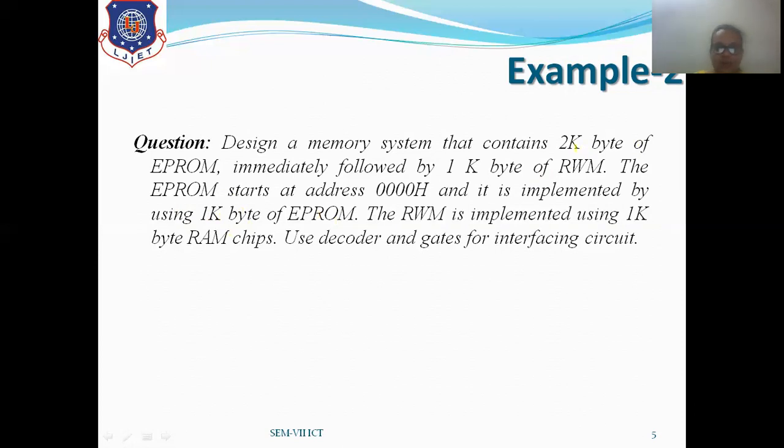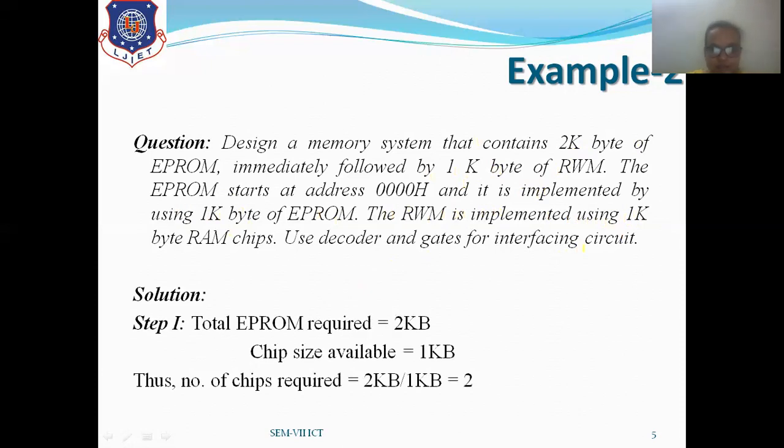So how many chips will be required? The number of chips we will require will be 2. The read-write memory is implemented using 1 KB. So chip size is 1 KB, and we need to implement 1 KB, so the number of chips will be 1. And similarly, use a decoder and gates for interfacing circuits. Now we will see the solution of this question one by one.